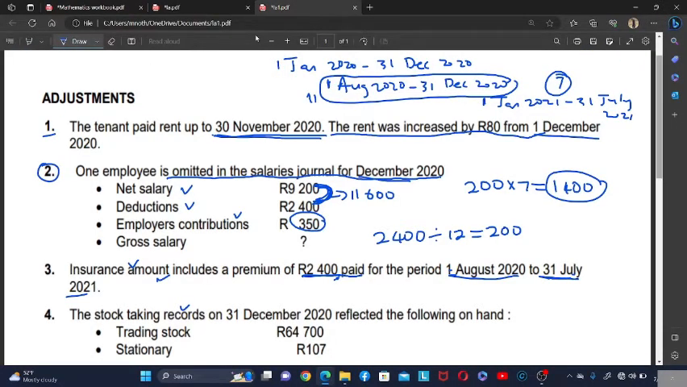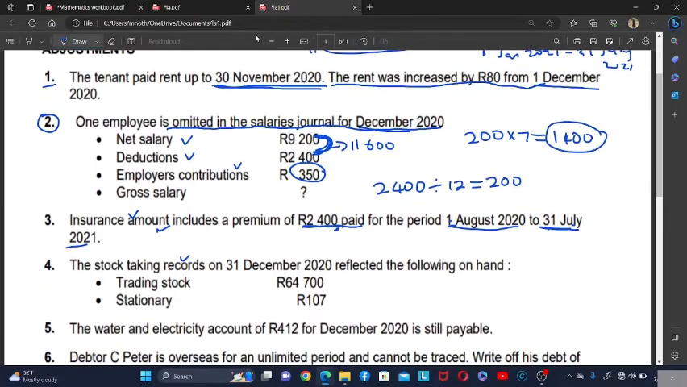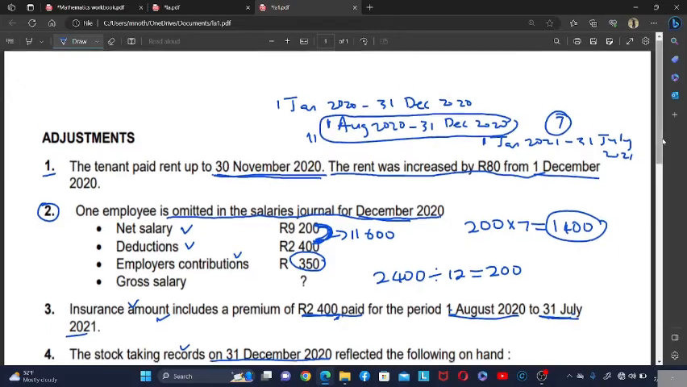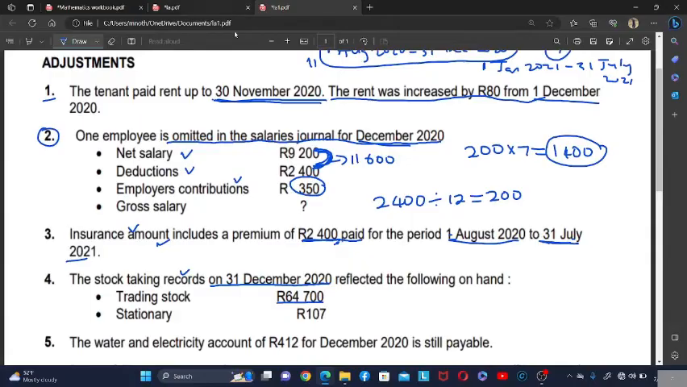The stock taking period on date 1 December, our financial year end, reflected the following on hand. Trading stock is 64,700. Now let's go and look at the trading stock in the trial balance.